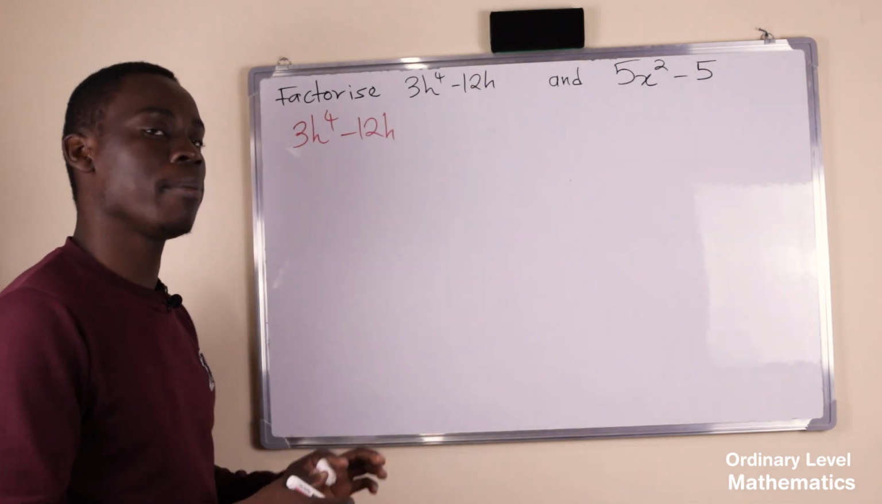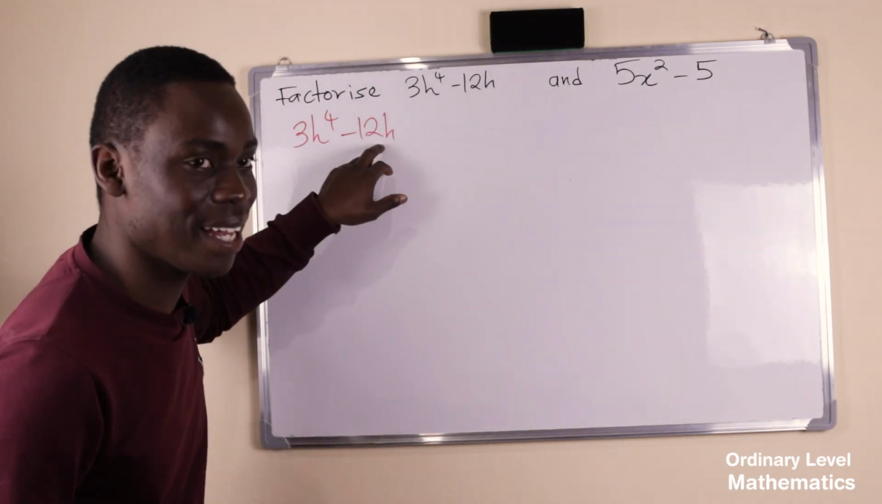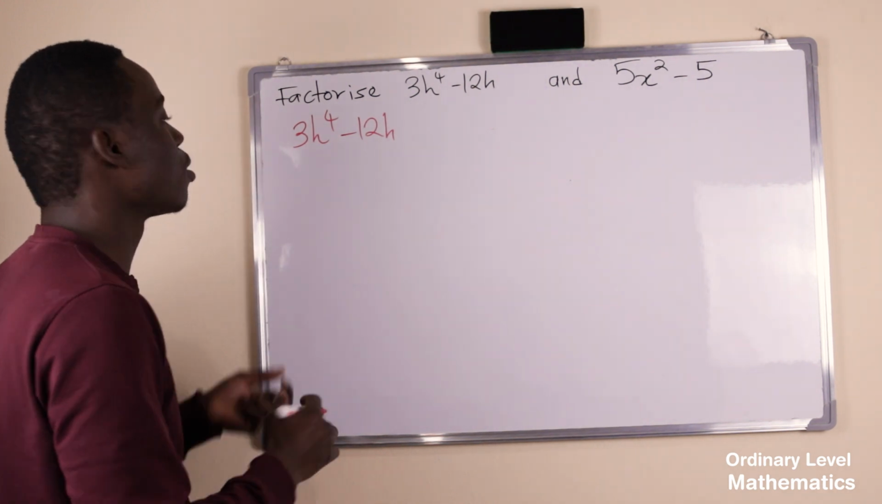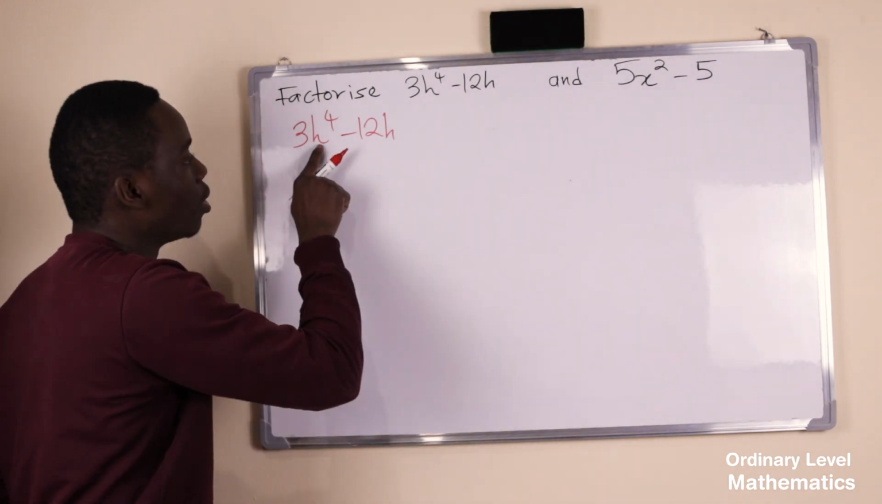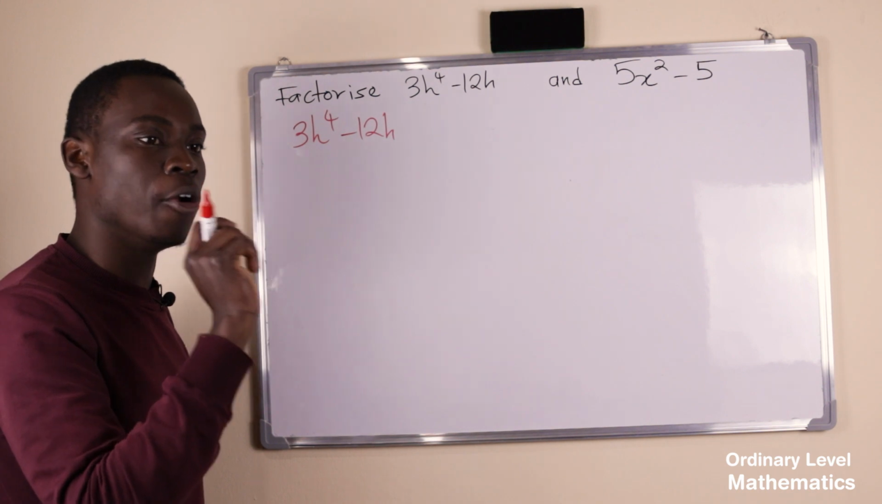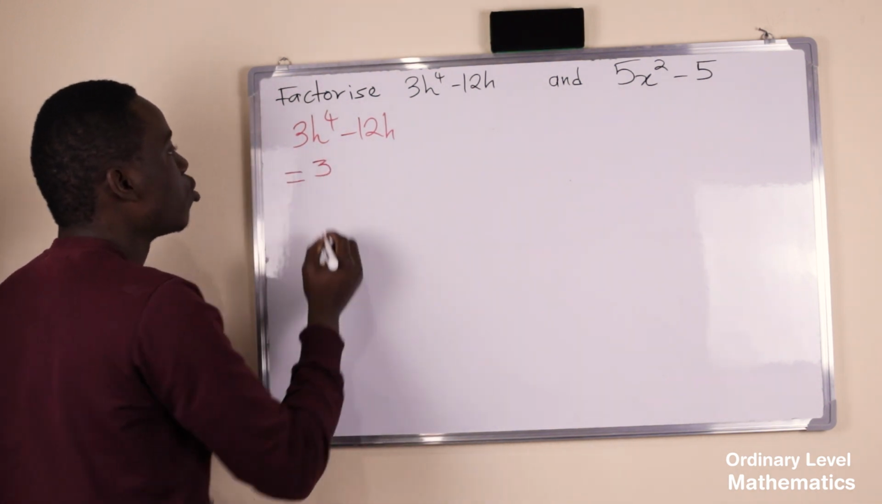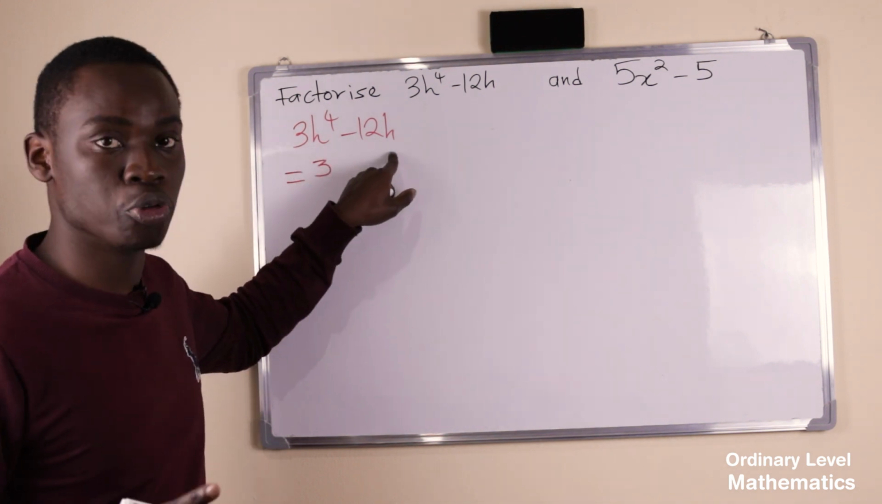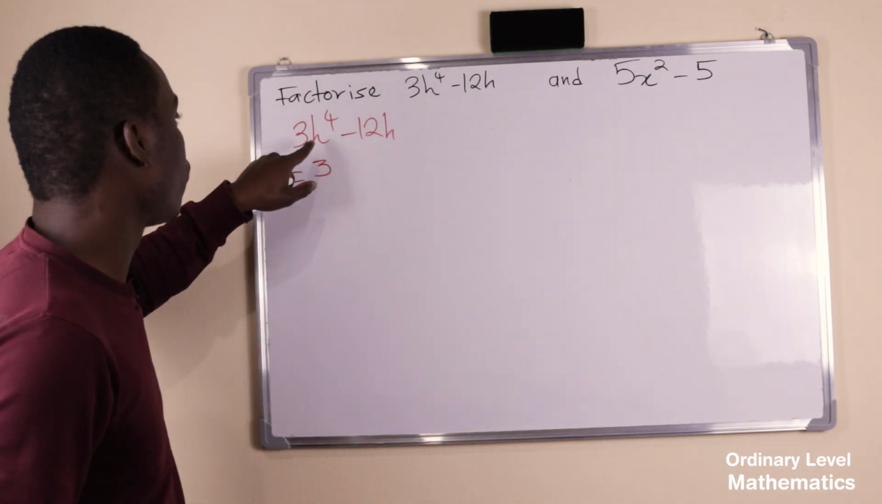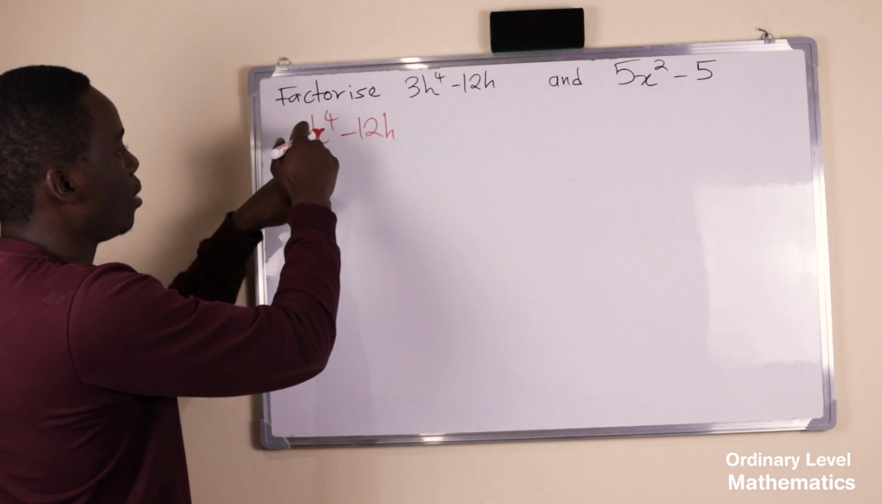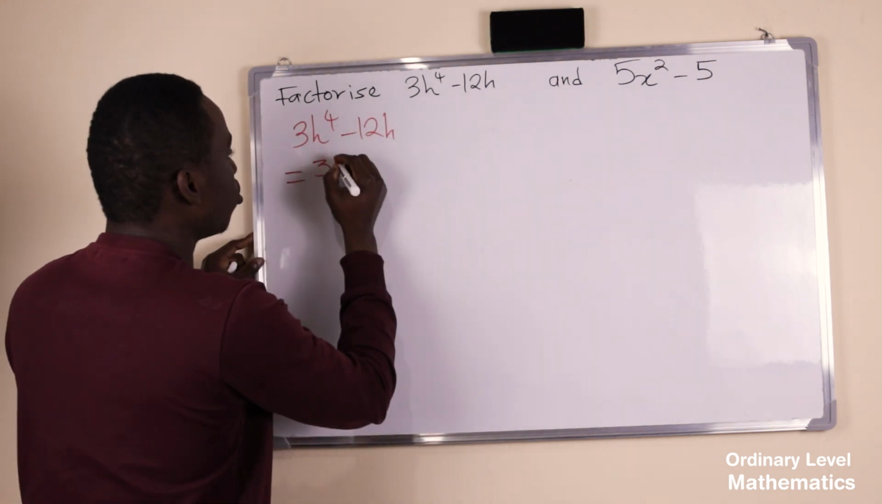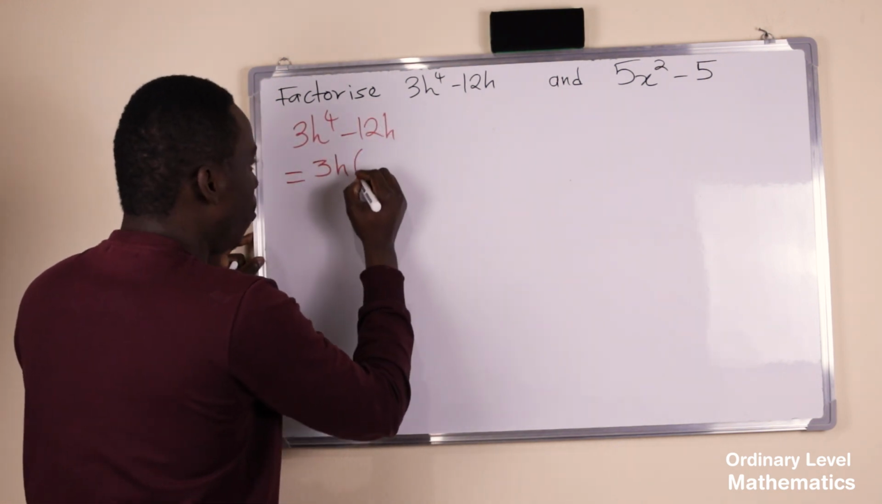Always look for numbers that can go into this and that without leaving a remainder, and of course the variables as well that can go into this and that without leaving a remainder. In our case here, we can factor out 3, so 3 can go into 3, 3 can go into 12, which is 4, and we can also factor out h. Why? Because h is here and h is also here, so we can factor out h, open bracket.